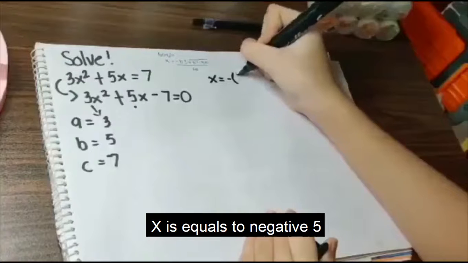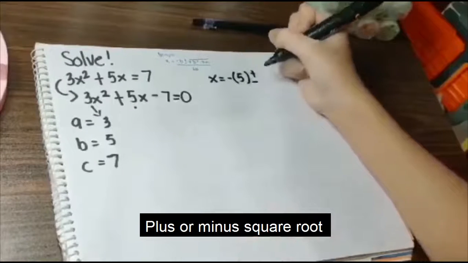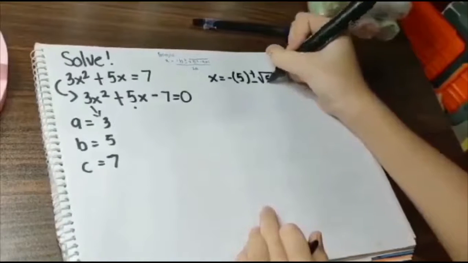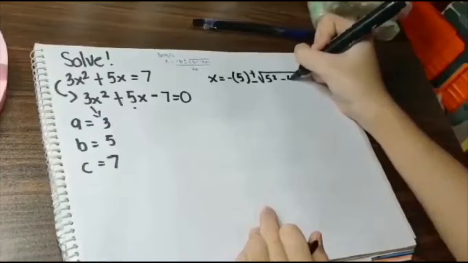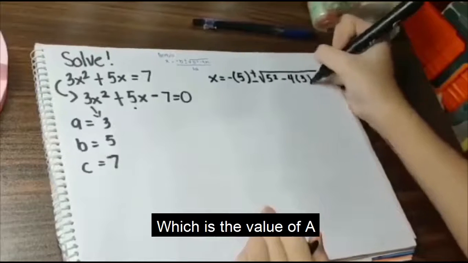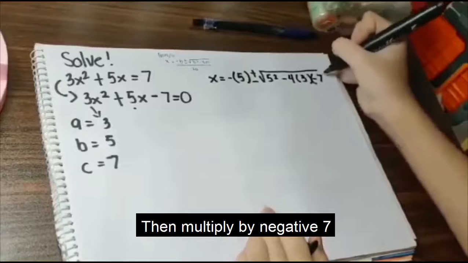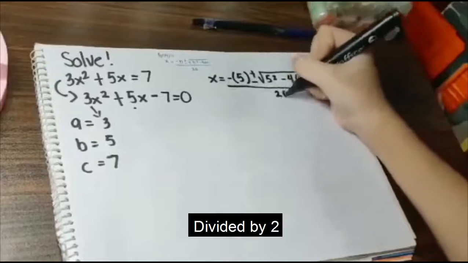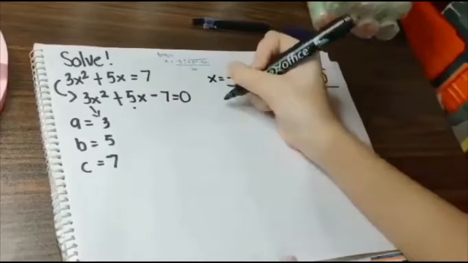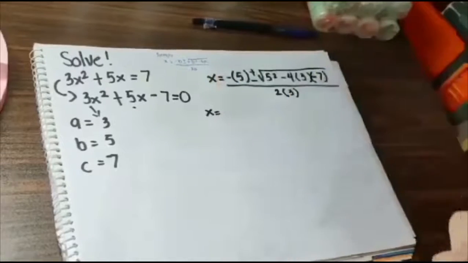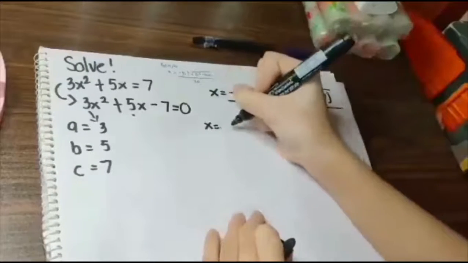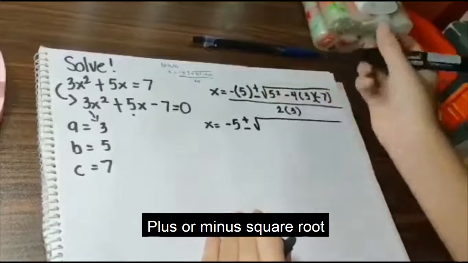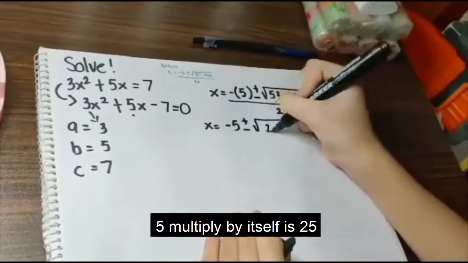x is equal to negative 5 plus or minus the square root of b squared, minus 4 times 3, which is the value of a, then times negative 7, which is the value of c, divided by 2 times 3. So now we have x equals negative 5 plus or minus the square root of 5 times 5, which is 25.